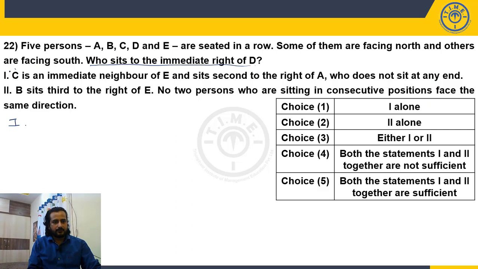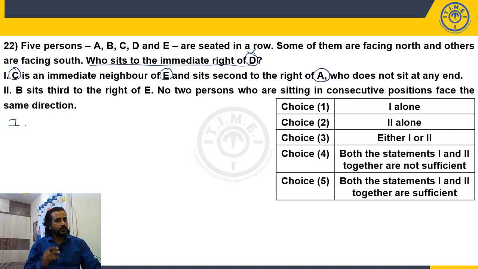We have how many persons' information here? Check it once. 1, 2 and 3. And whom did we actually require? Who sits immediate right of D? So definitely we must know the position of D. But do you have the information regarding D? No. First thing. But though you don't have the information regarding D, at least you should have the remaining 4 persons' information.